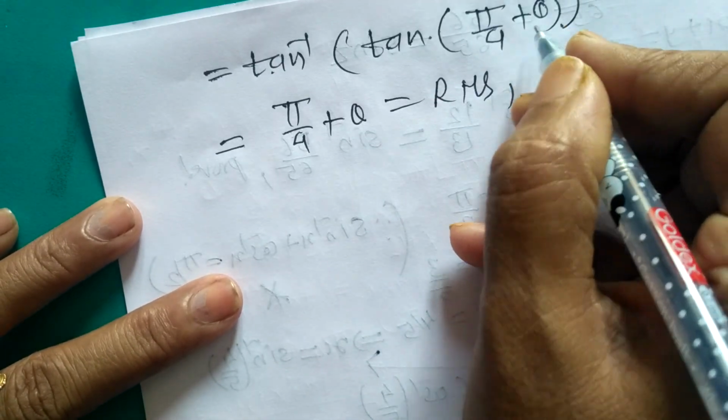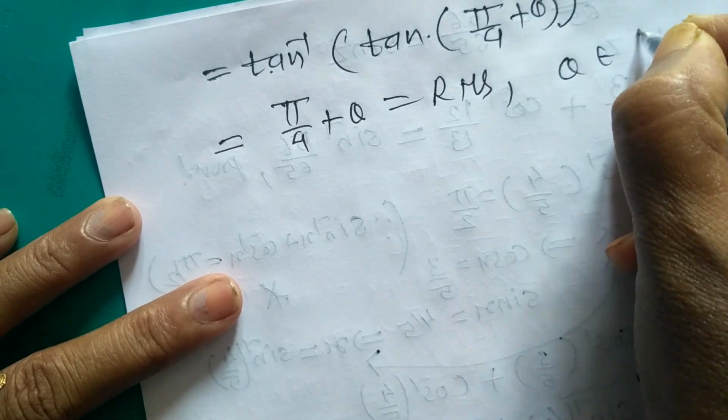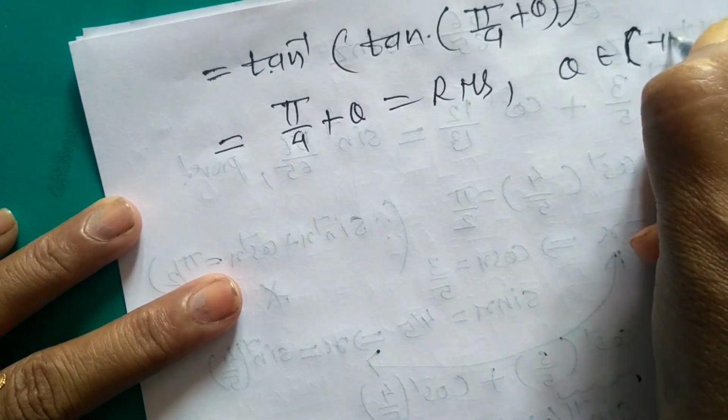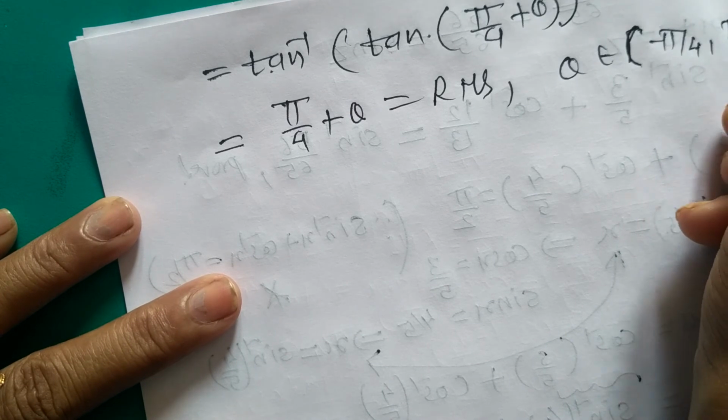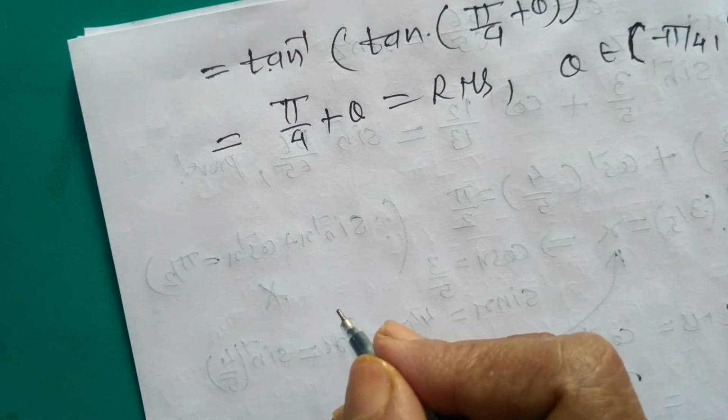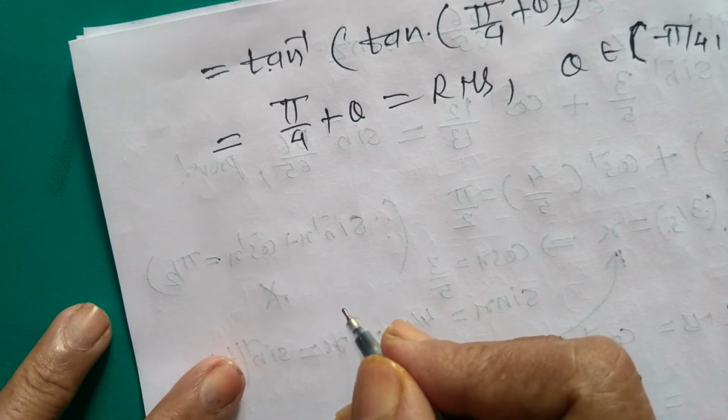As these are the angles for the tangent ratio, therefore theta belongs to the open interval minus pi by 4 to plus pi by 4. Open interval minus pi by 4 to plus pi by 4.